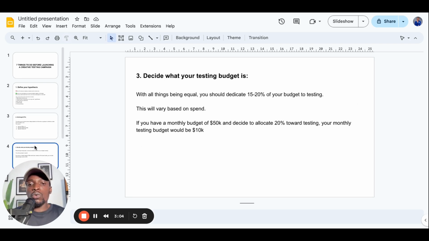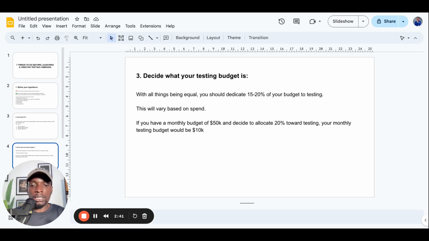And the third thing you want to do when it comes to testing your creative is actually just deciding what your testing budget is. Now, most people don't know this, because when it comes to testing, there is practically a percentage of your budget that should be dedicated to testing. Now, what I do when I test is I try as much as possible to dedicate about 15 to 20% of my daily budget towards testing.